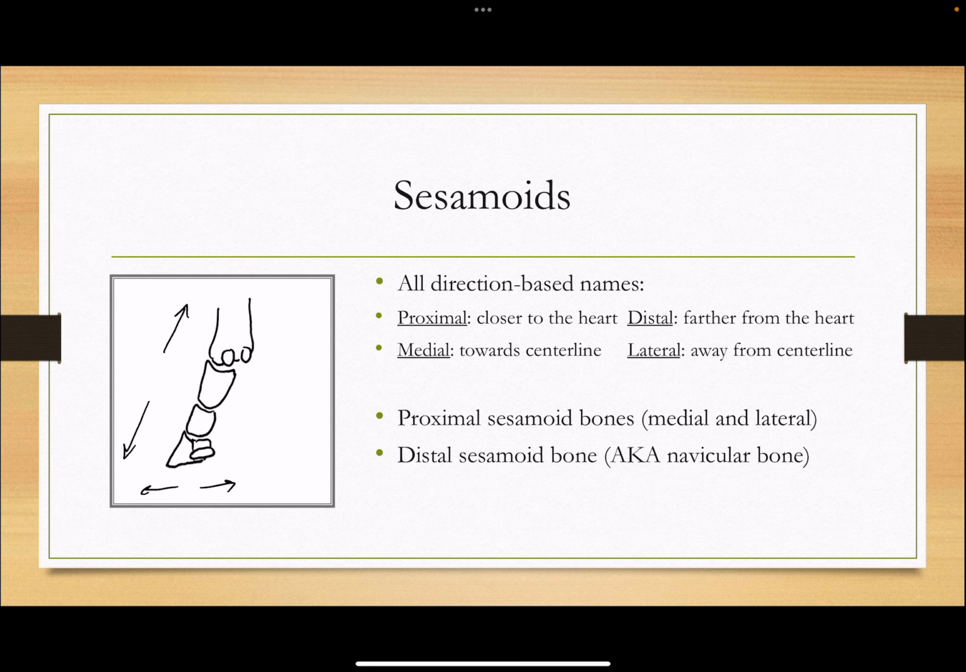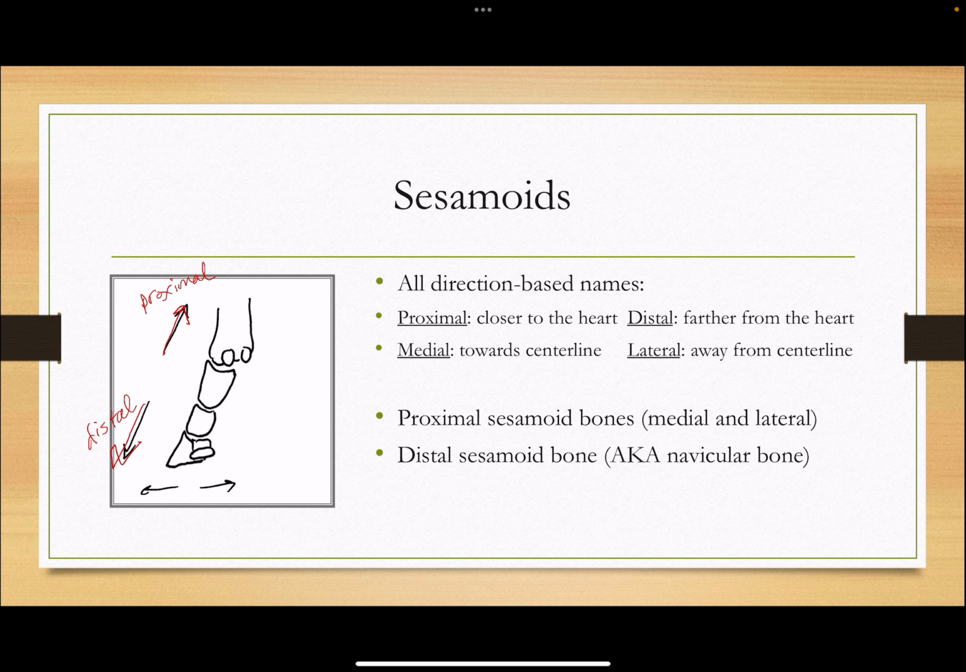When we're talking about how they are differentiated, all the scientific names for them are referencing their directions. Therefore, we need to understand a couple of directional terms that get used a lot in bone naming. First, proximal and distal. We can think proximal meaning in close proximity to the horse's heart, and distal meaning distant from the heart. So that's proximal, and that's distal.